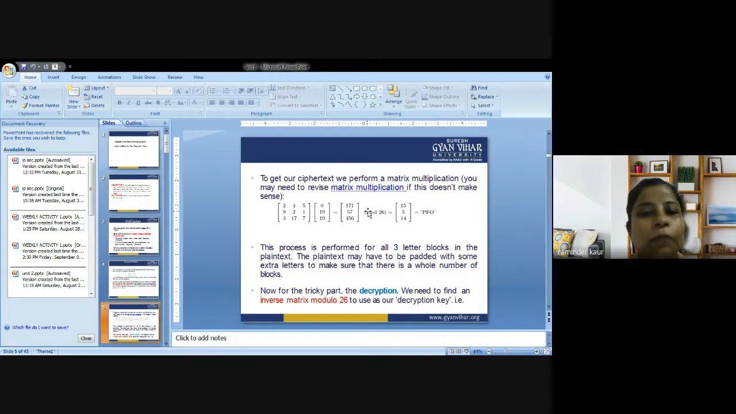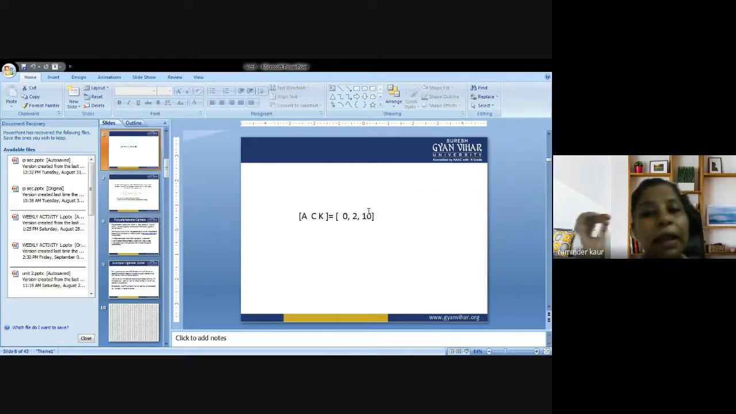Now, if I am going to talk about decryption here, the tricky part is that we need to find the inverse matrix modulo 26 to use as our decryption key. You can have a look at the same, ACK. Now, what does ACK mean? ACK means A will be represented by 0, C will be represented by 2, and K will be represented by 10 in mathematics.